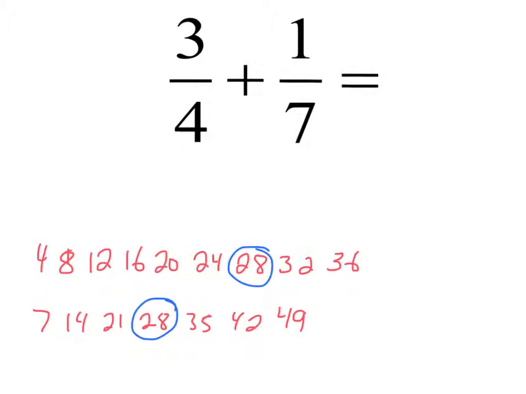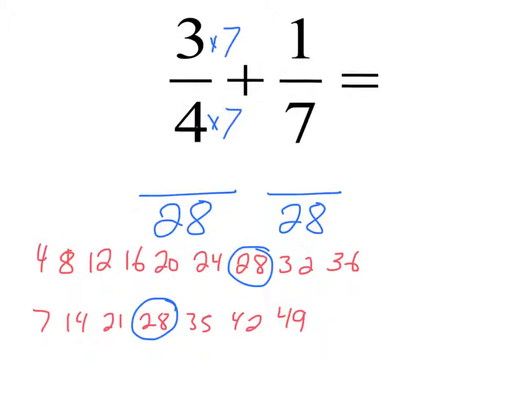4 and 7 really don't have anything in common, so it ended up being that the least common multiple, my new denominator, was actually just 4 times 7. And that's going to happen sometimes when the denominators don't have much in common with each other. Now I need to rewrite my numerators. So I ask, what did I do to 4 to get 28? Well, I multiplied times 7. So I do the same thing up top.